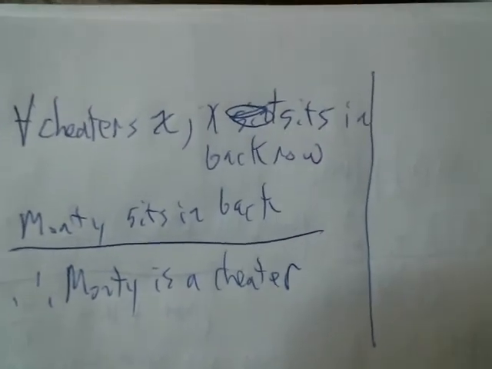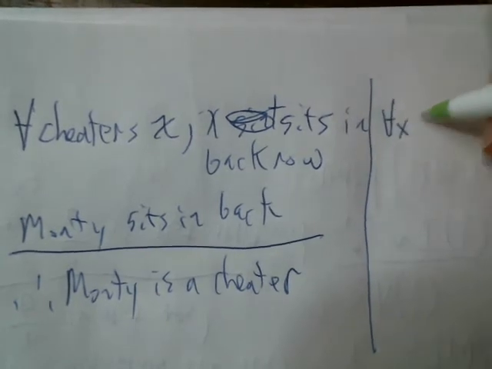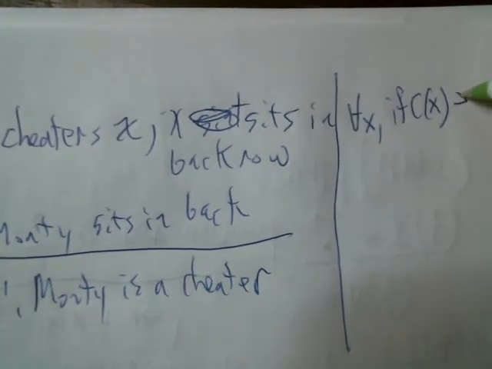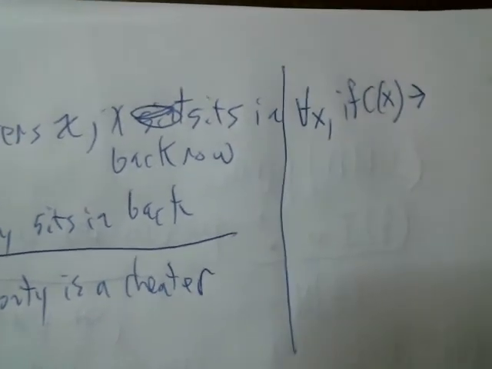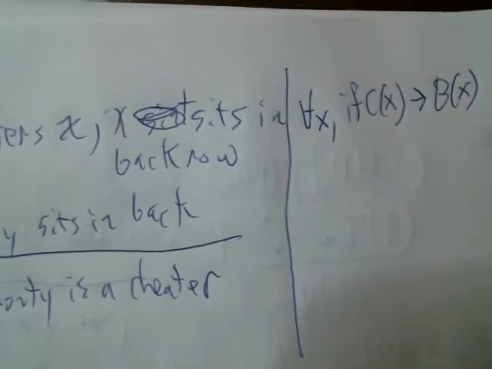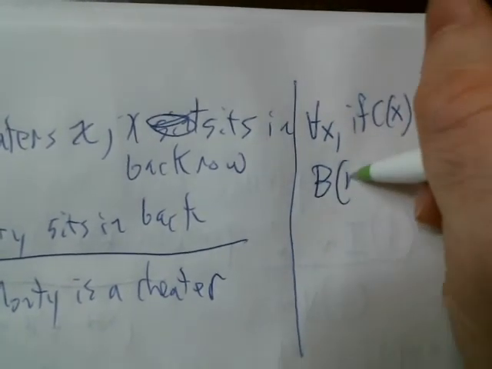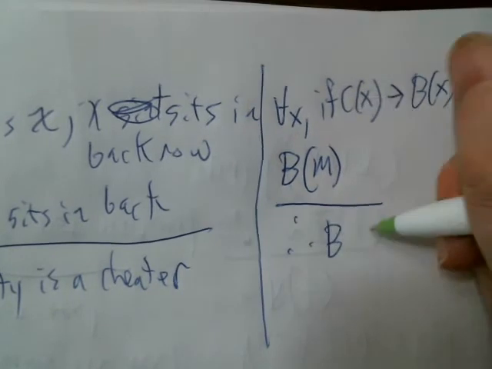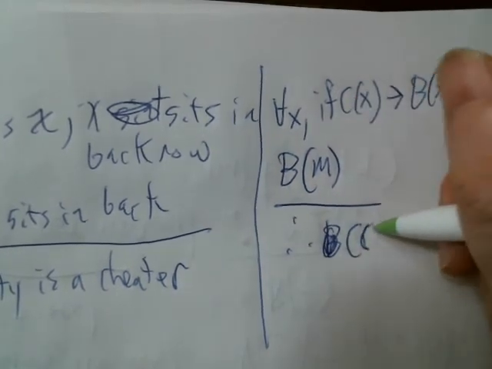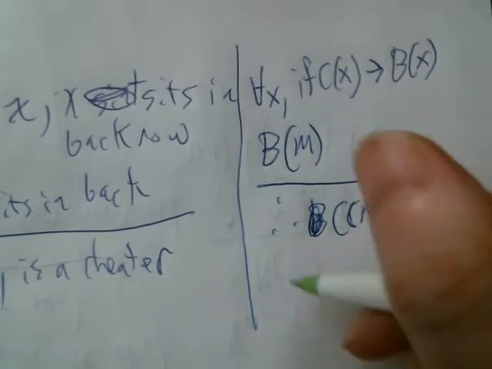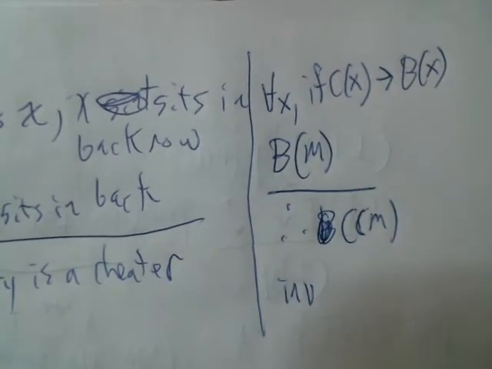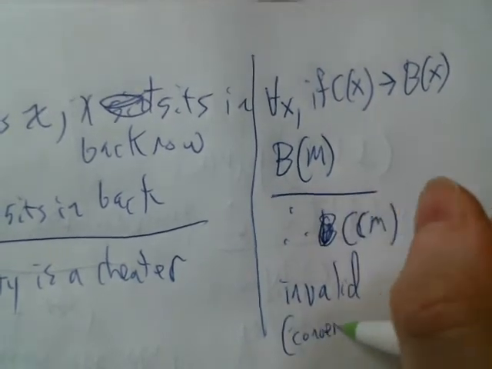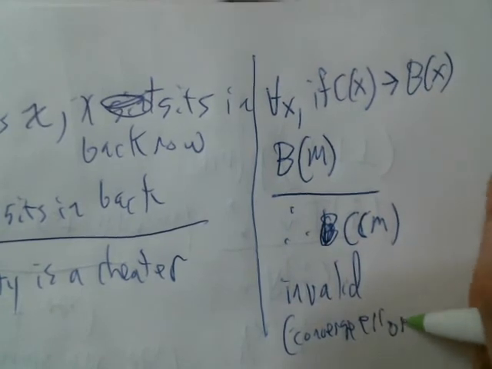So what's the form here? It's for all x. If x is a cheater, so we'll say C of x, then x sits in the back row, so we'll say B of x. They're saying that Monty in particular sits in the back row, and then they're concluding that Monty is a cheater. So C of m. Okay, this is clearly invalid. It's the converse error.